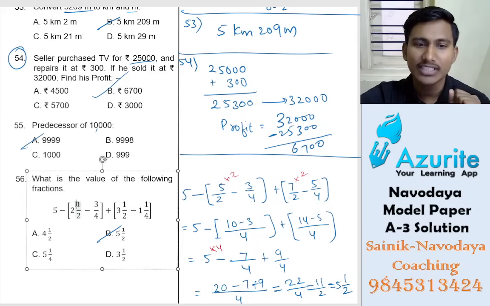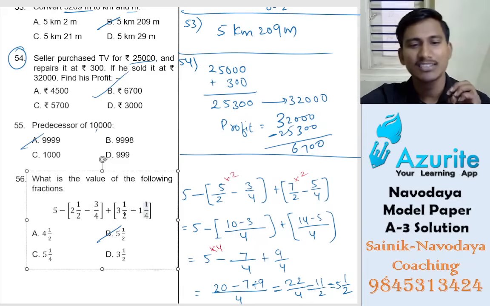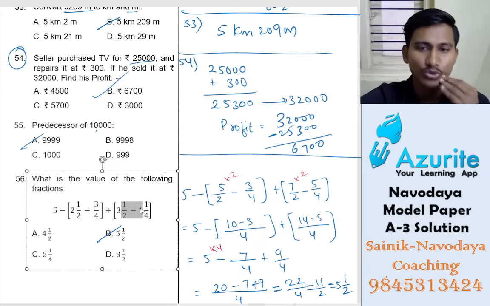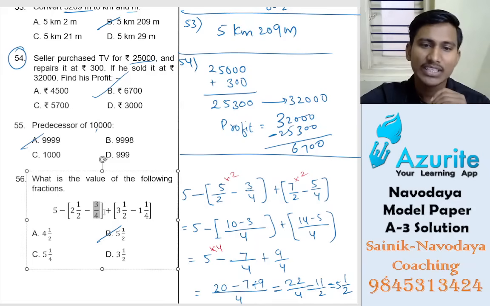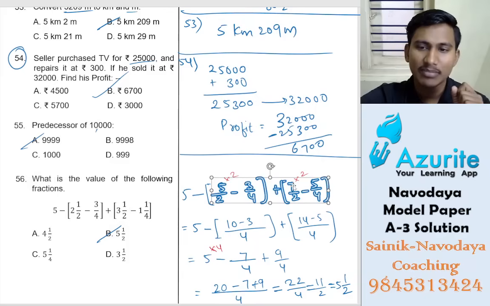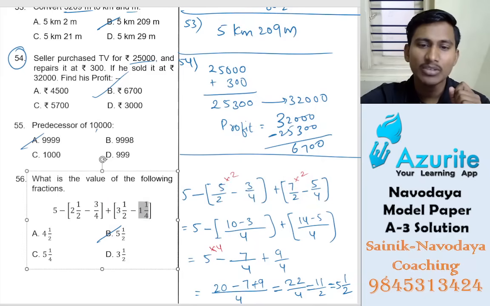Now 56. What is the value of this? Okay, this will not be given in the exam because it has different denominators, but you should also know. Here 2 and 1 by 2 is 5 by 2, and 3 by 4 is 3 by 4 only. Next, 3 and 1 by 2 is 3 times 2 is 6, 6 plus 1 is 7 by 2, and 1 and 1 by 4 is 5 by 4. So we have to subtract now.